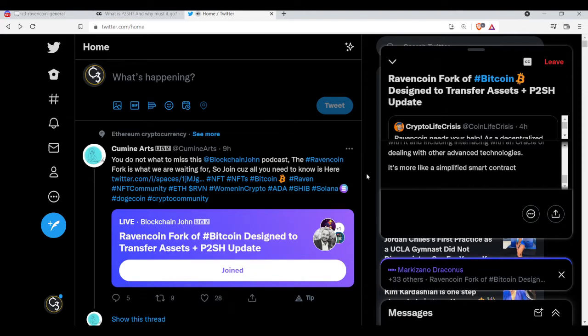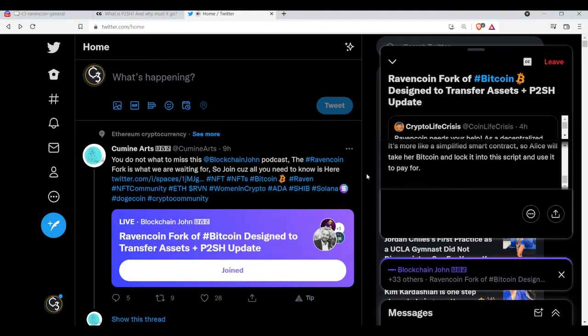Something else I want to highlight, something else to note, is that P2SH isn't unique to Ravencoin. It is something that existed in Bitcoin previously and something Bitcoin supports to this day. What needed to be modified was the fact that Ravencoin itself, as far as the assets are concerned, wasn't necessarily scripted to support P2SH.